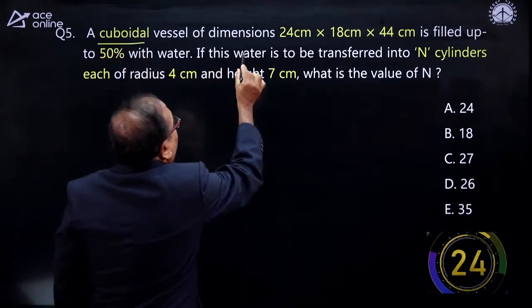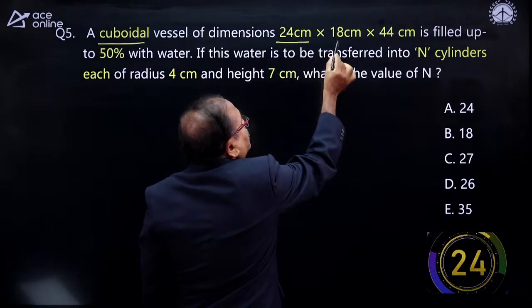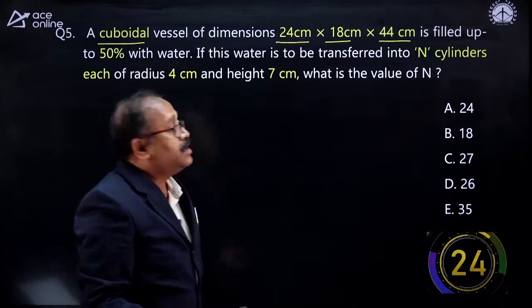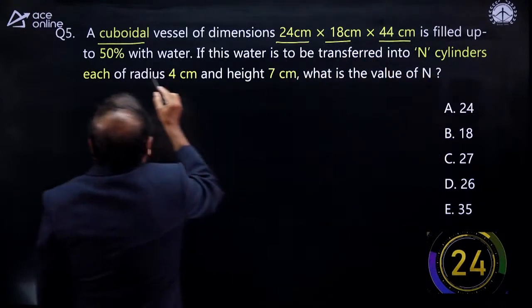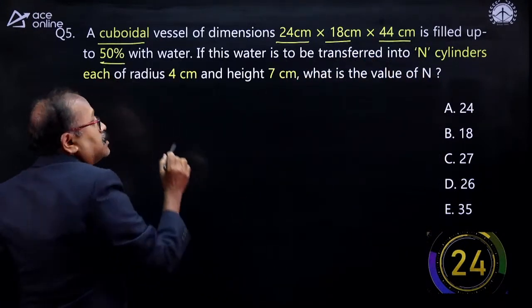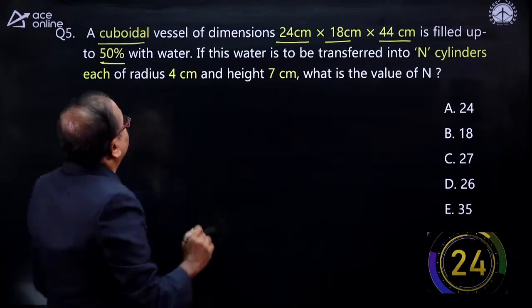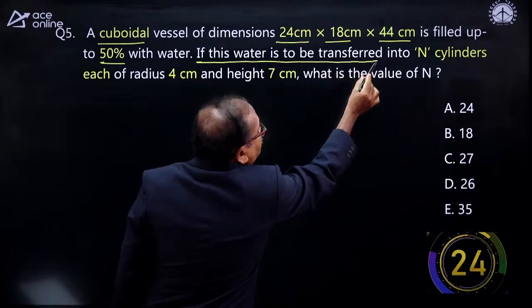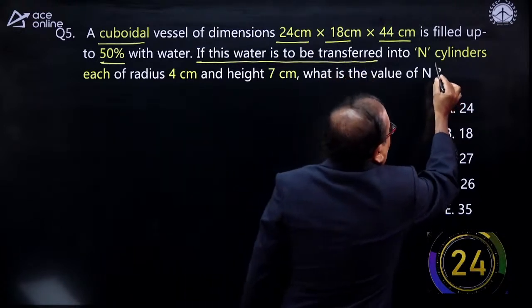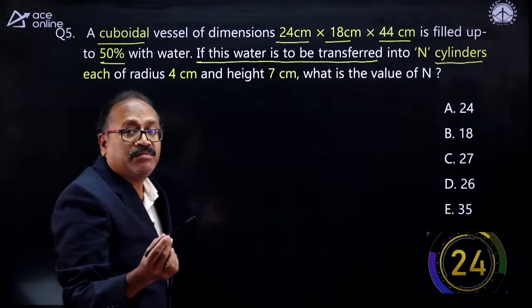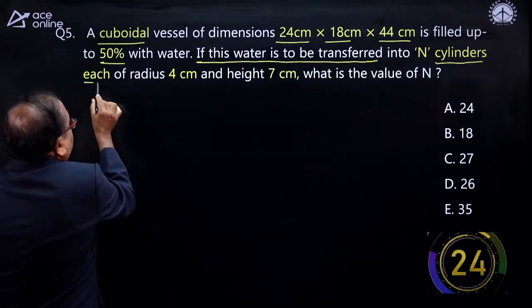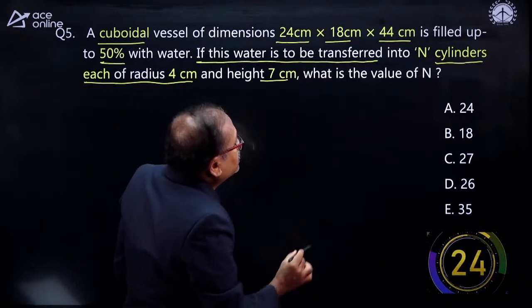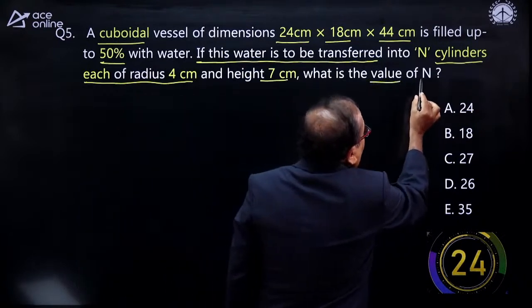A cuboid vessel of dimensions 24 centimeter, 18 centimeter and 44 centimeter is filled up to 50% with water. If this water is to be transferred into n number of cylinders, each of radius 4 centimeter and height 7 centimeter, then what is the value of n?